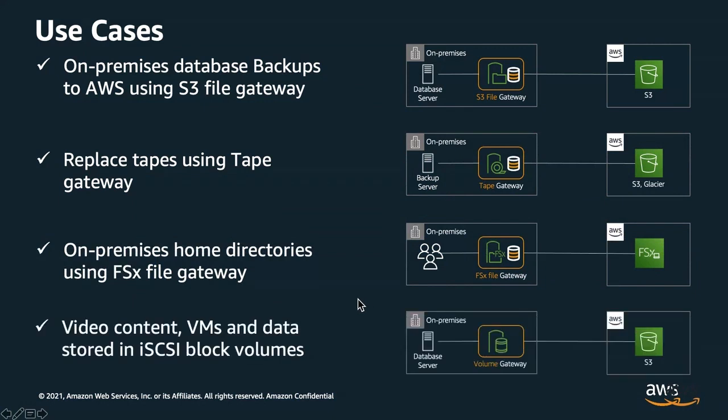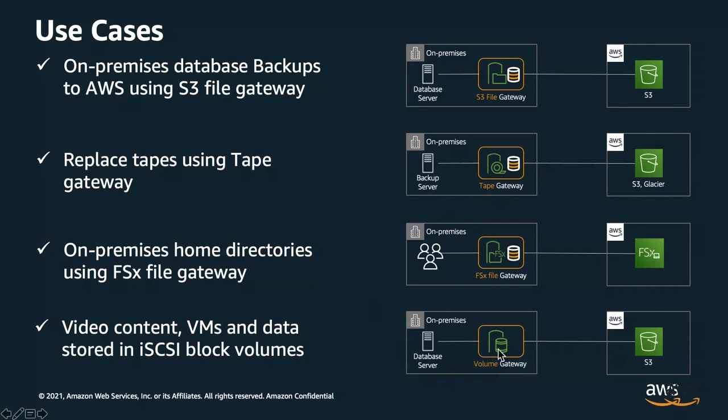And last but not the least, we also have a Volume Gateway, which exposes iSCSI block volumes. So you could have a database server or a virtual machine or any application that actually stores video content, or any other content for that matter, on a block storage. For whatever reason, if the application has a limitation that it has to use block storage and not a file storage, then you can use a Volume Gateway.